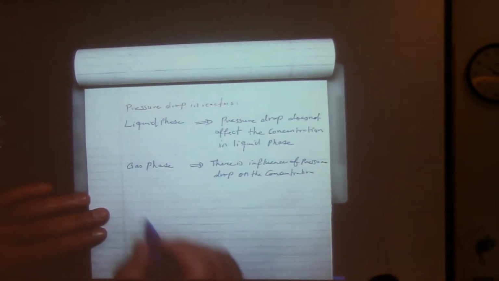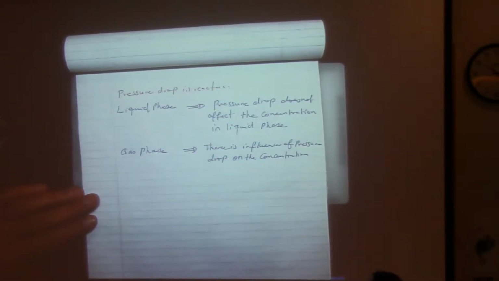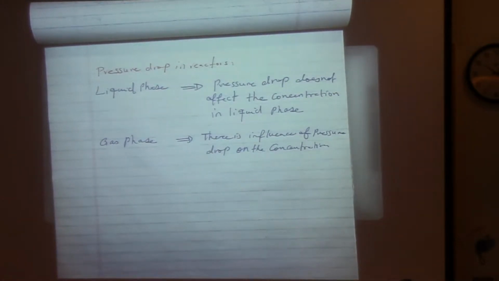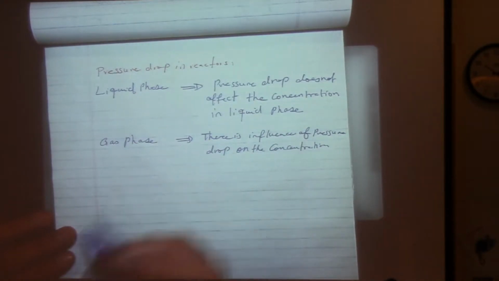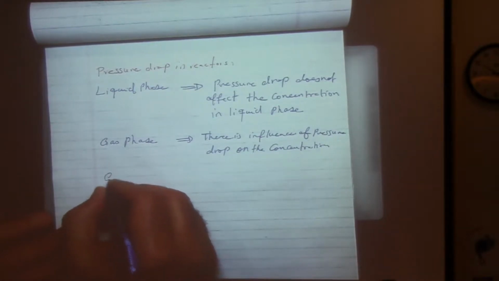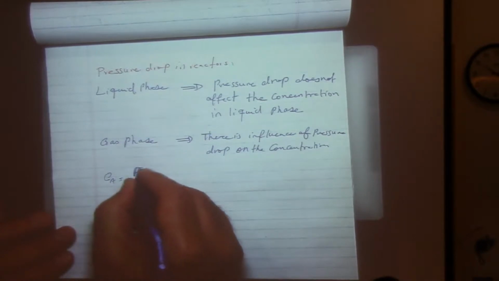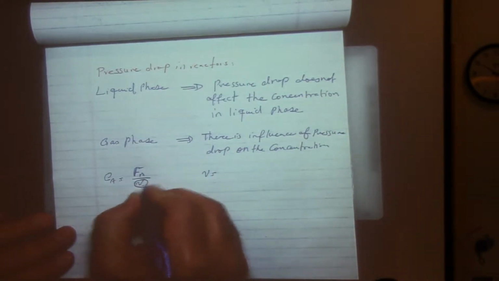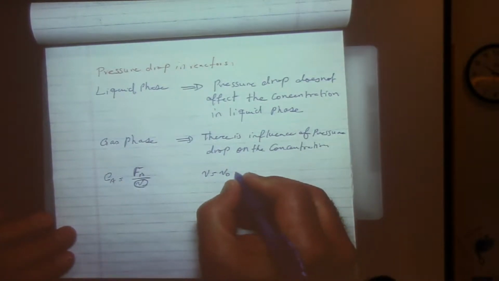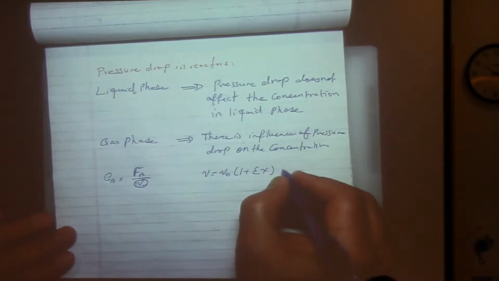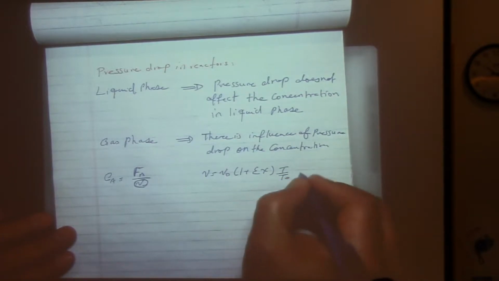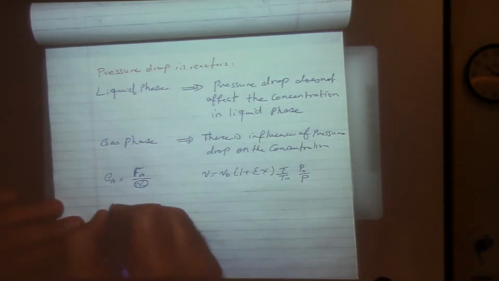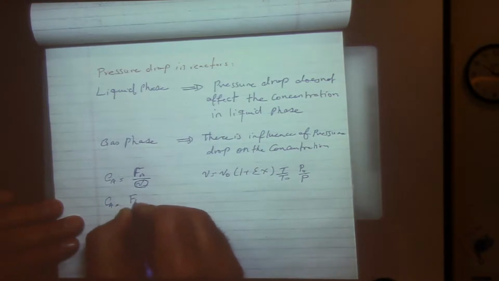So we're going to write down some equations just to remind you what we had before. There is nothing new in these equations, but we use them to simplify the pressure drop that I'm going to put on the board in a few seconds. If you remember from before, concentration was FA, the molar flow rate, over the volumetric flow rate. And for gases, that volumetric flow rate was V0 (1 plus epsilon X), and that was also the influence of the temperature and the pressure: T over T0 and P0 over P. So then your CA concentration would be FA over V.